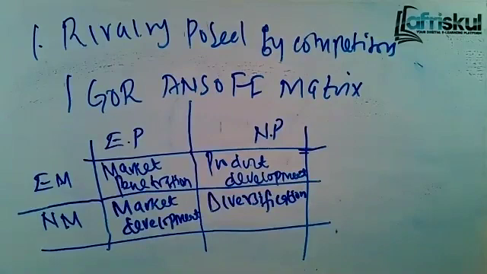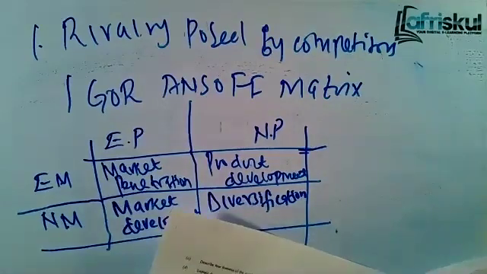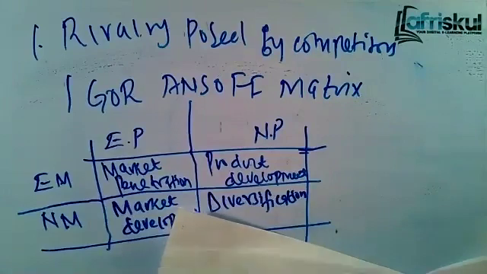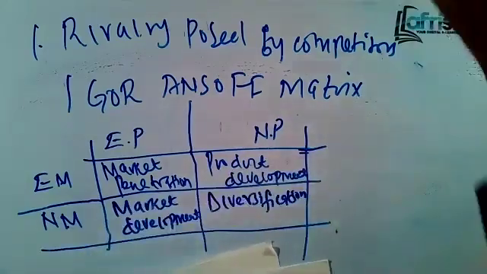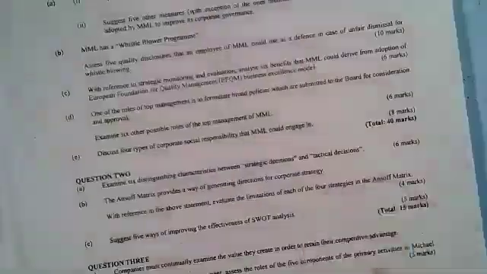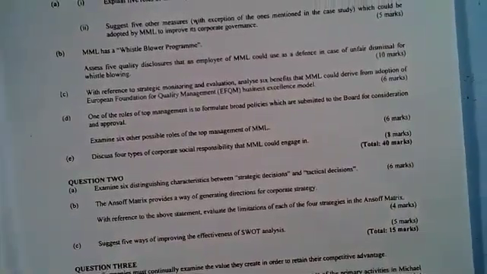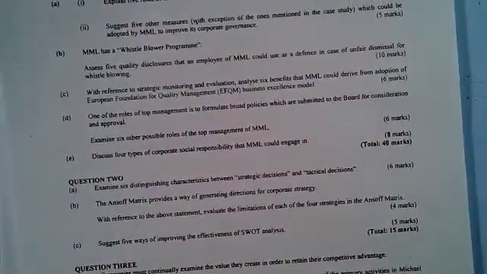Let's move to a past paper question. May 2019 question 2B. So it asks, the Ansoff matrix provides a way of generating directions for corporate strategy. With reference to the above statement, evaluate the 5 limitations of each of the 4 strategies in the Ansoff matrix.